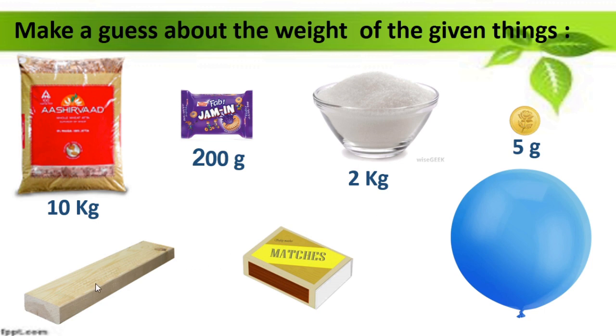Okay, 5 gram. Here you can see a wooden plank, maybe nearly 5 kg in weight. Okay, now this is a matches or matchbox, maybe around 70-80 grams. Right? See, this is a balloon. Yes, the weight may be around 20 gram. Here this is in kgs, here also in kgs, and these all in grams. Got this?